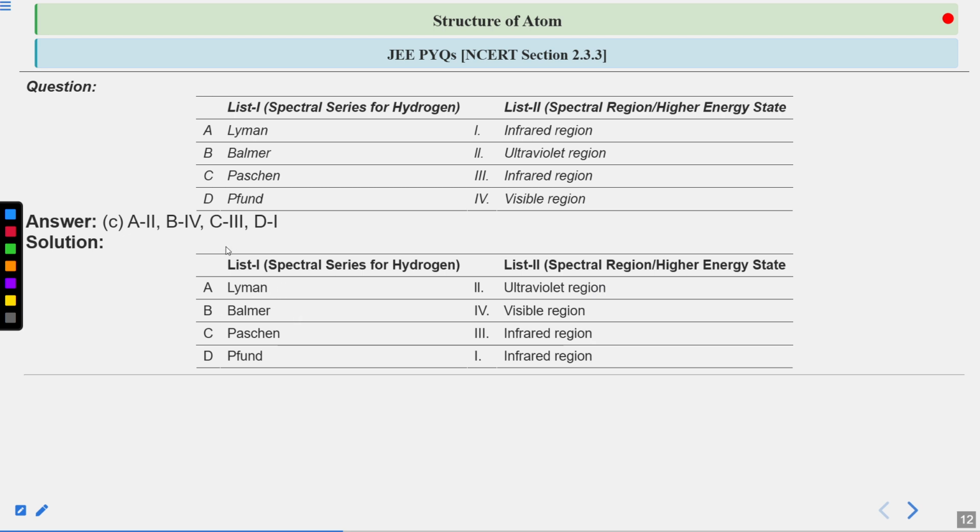Balmer series, that is the B, is corresponding to the fourth, that is visible region. C, which is Paschen, is corresponding to the infrared region, which is third. And D, that is Pfund, is corresponding to the infrared region. So these are the correct matchings. Lyman is for the ultraviolet region, Balmer for the visible region, Paschen is for the infrared region, and Pfund is also for the infrared region. So our correct answer is option C, that is A to second, B to fourth, C to third, and D to first.